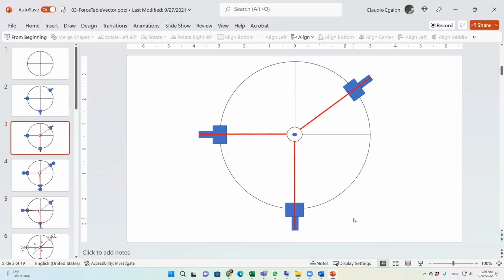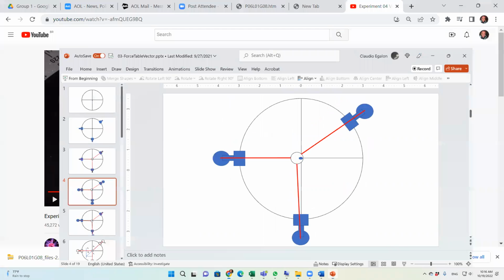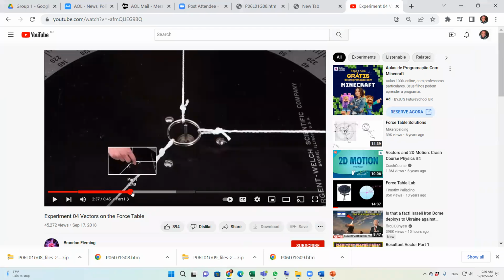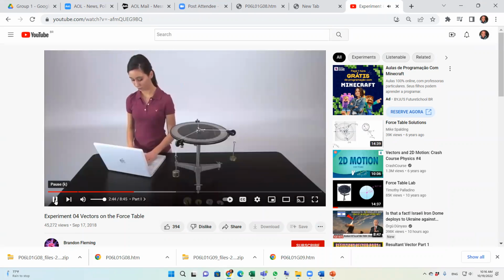Just the string. After the string, you put the weights in there, slotted weights. Here, the slotted weights are illustrated. And let's move forward, allow the ring to move to the center. Record the values. Okay, so those are what we call the slotted weights, the slotted weights with a weight support. We have a weight support here, and let me show you at the beginning.